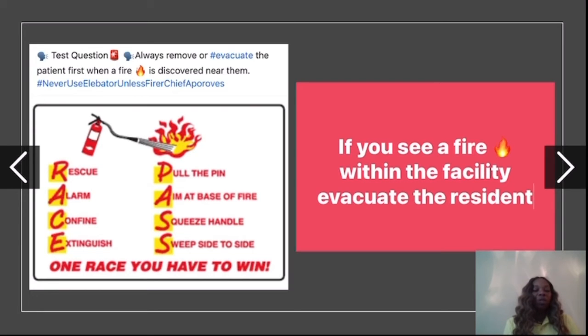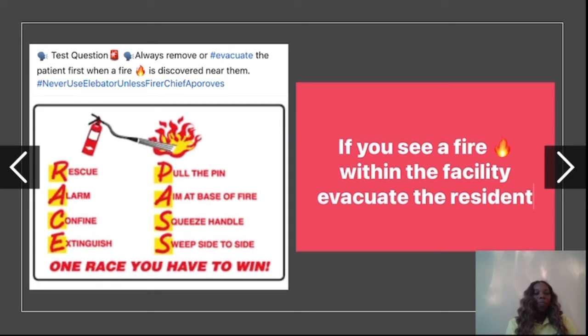You want to rescue or evacuate the patient. You want to alarm others by pulling the fire alarm. You want to confine the fire by closing the door. And you want to utilize the extinguisher by starting at the base of the fire and sweeping from side to side.